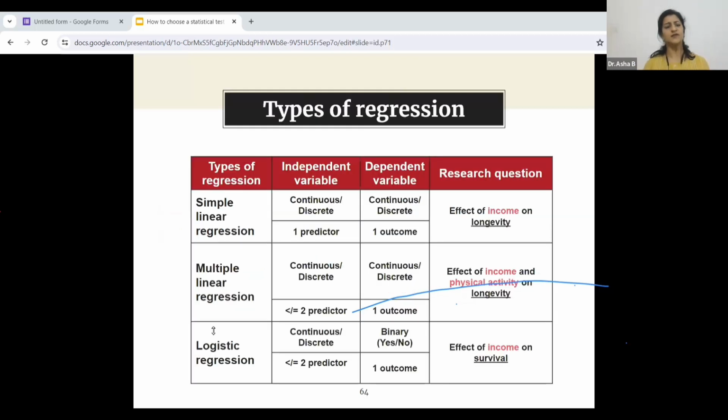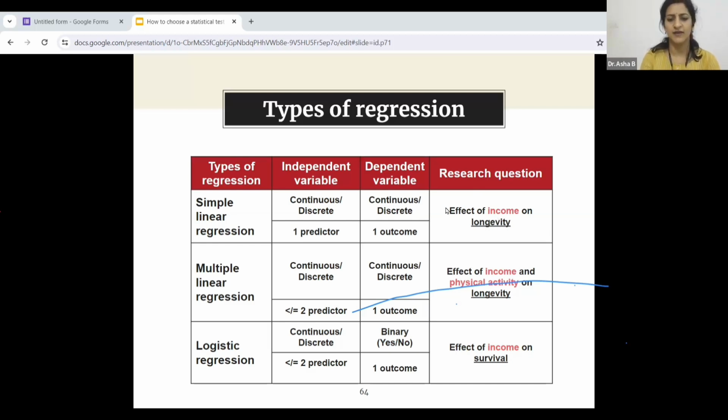regression. There are many types of regression again. I will not go into detail for all the regression methods. The most commonly used regression methods are three: simple linear regression, multiple linear regression, and logistic regression. When we have one independent variable and one dependent variable, then we use simple linear regression. It's almost like a correlation value. Let's understand this with an example. The research question says effect of income on longevity. So income is the independent variable, whereas longevity is the dependent variable.